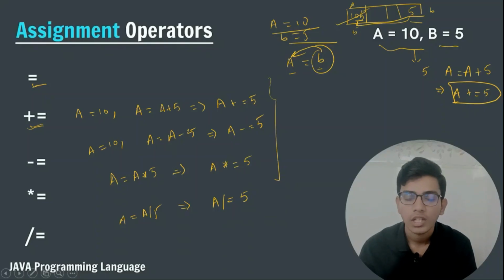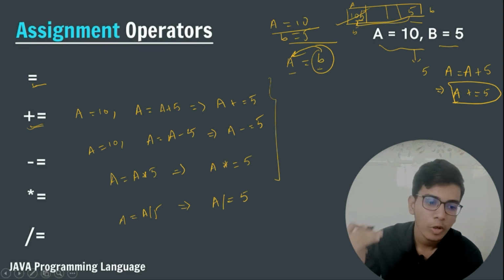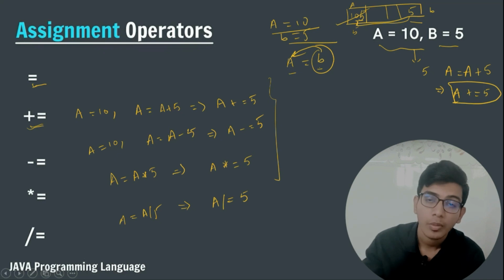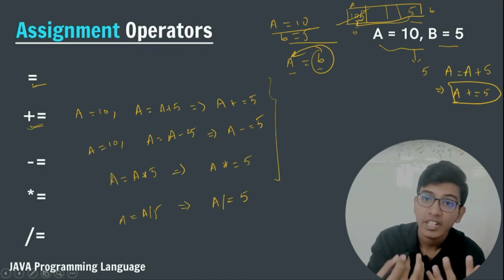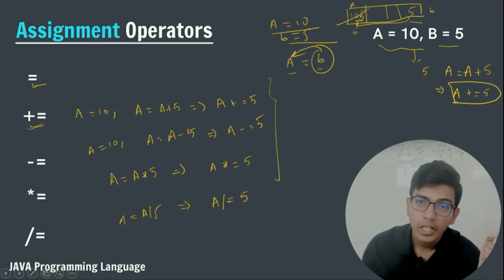Up to now we have studied different operators in Java, like arithmetic operators. In arithmetic operators we have studied binary operators and unary operators. After that, relational operators, logical operators, assignment operators, and in them we have studied logical not, logical or, logical and, and many more.